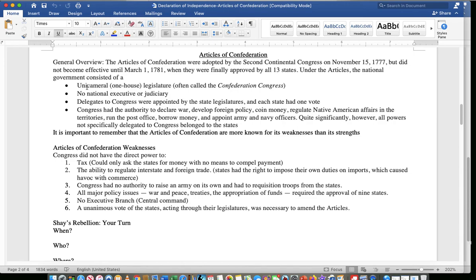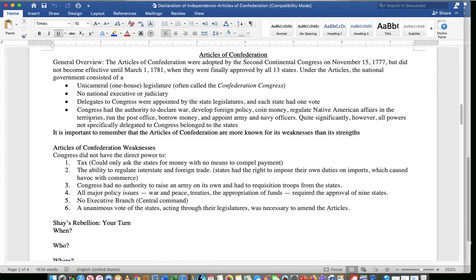It sets up a one-house legislature. There's no executive or judicial branch, and everybody's appointed by their state legislature, and everybody has one vote. So you're all equal. It doesn't matter your size. It doesn't matter how strong your economy is or what you bring to the United States of America at that point. Everybody's equal. Now down here, I'm gonna let you just read this by yourself.